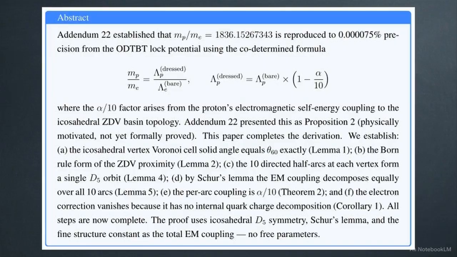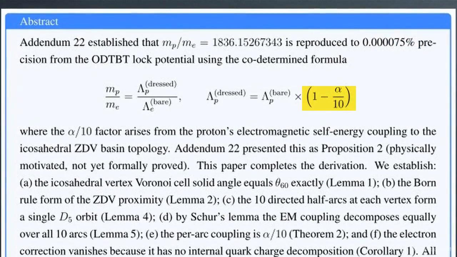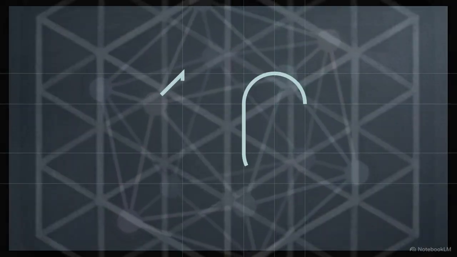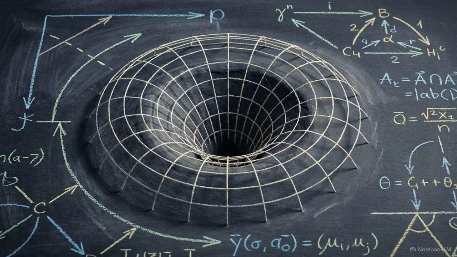This paper derives a correction factor to resolve that error. As shown in the abstract, applying this specific term aligns the result to 0.000075% precision. The correction term consists of two components: the fine structure constant, alpha, divided by the integer 10. If the divisor of 10 is a geometric requirement rather than a phenomenological fit, the residual 0.073% error is explained by the symmetry of the basin itself.